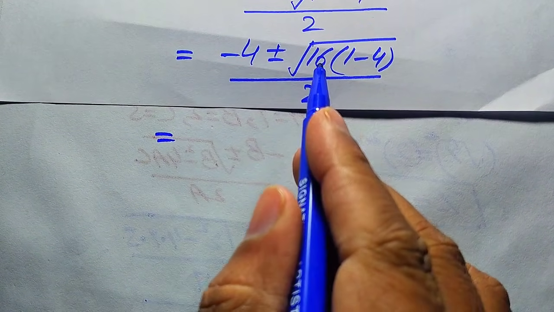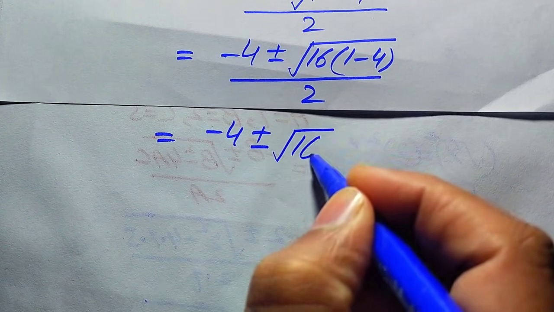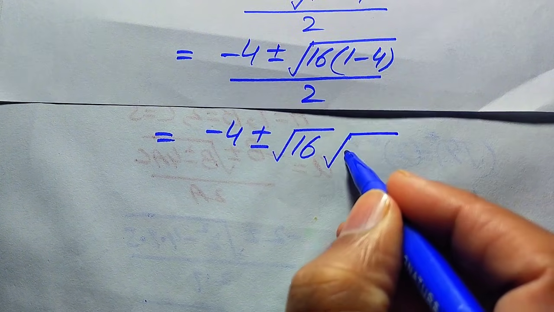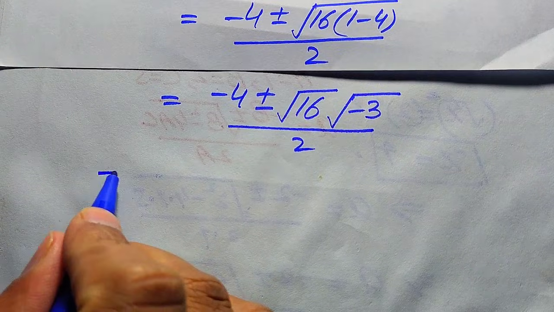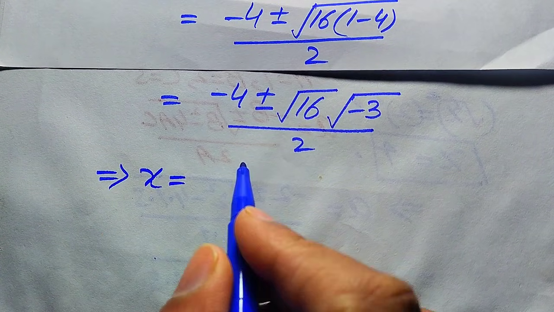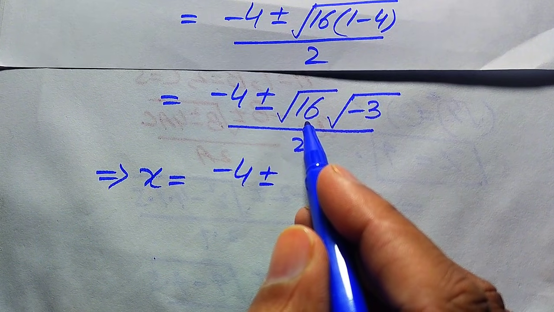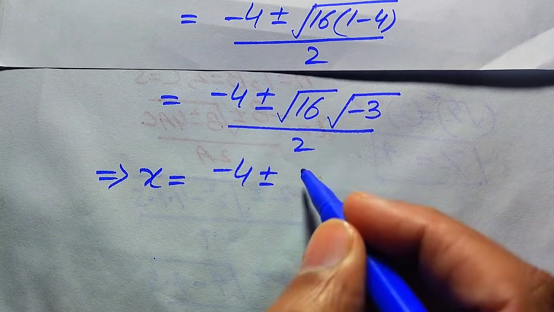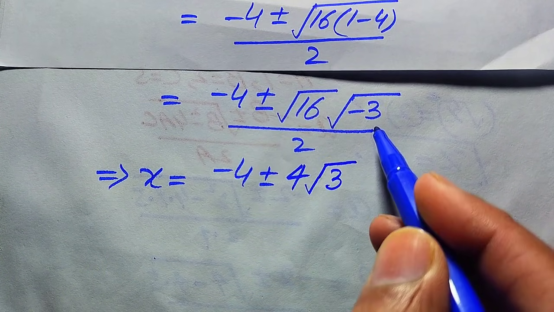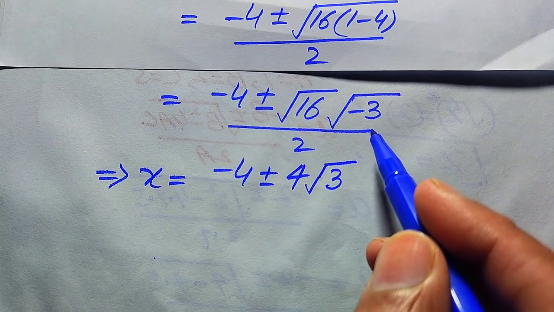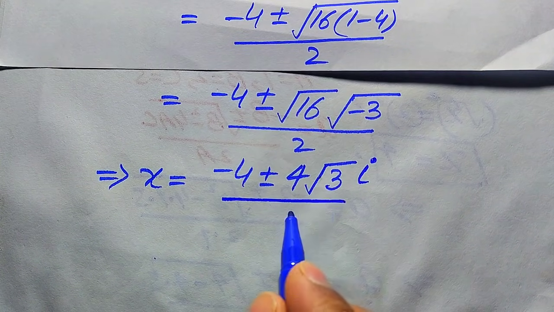In the next step, we apply the square root separately on both of these values, and it will be written as minus 4 plus minus square root of 16 into square root of 1 minus 4, which becomes minus 3, divided by 2. Further, it will be written as x is equal to minus 4 plus minus, here you see square root of 16, and we know that square root of 16 becomes 4 times square root of 3, and you know that when a negative sign appears inside the square root it becomes iota. So we write iota here, and it is divided by 2.